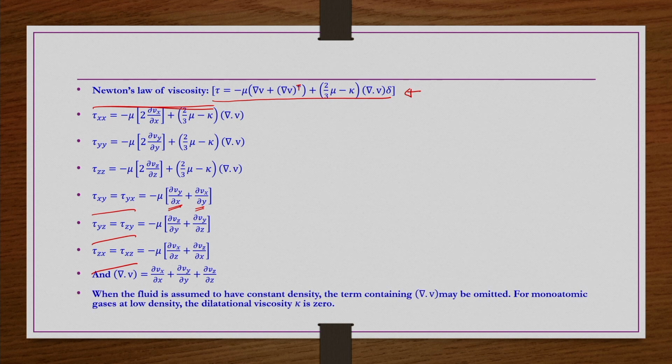Okay. So, when the fluid is assumed to have a constant density, the term containing del dot v may be omitted, because del dot v is equal to 0 for a constant density system, as we have already seen from the continuity equation. And then for monoatomic gases at low density, the dilational viscosity kappa is 0 in general.